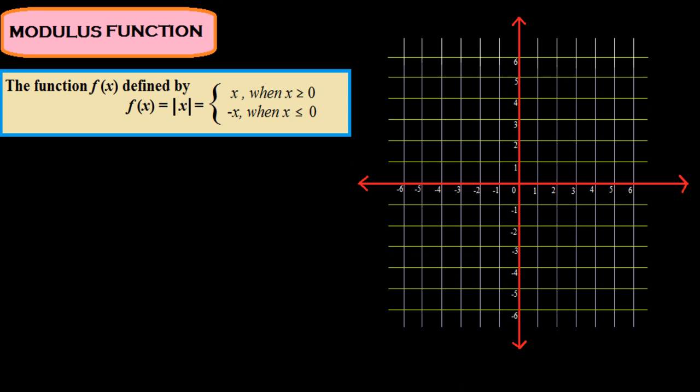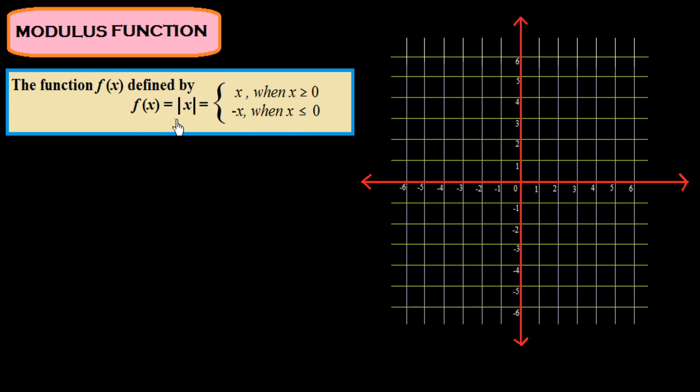Now we study the modulus function. Look at this modulus function. First I would like to define the function f of x, defined by f of x is equal to mod of x, where it is x when x is greater than or equal to 0, and it is minus x when x is smaller than or equal to 0. So this sort of function is called mod of x. Now first we will draw this function on a graph.